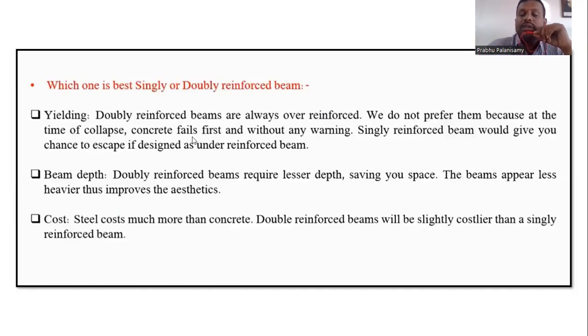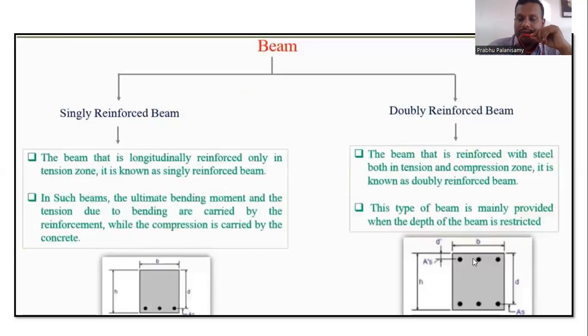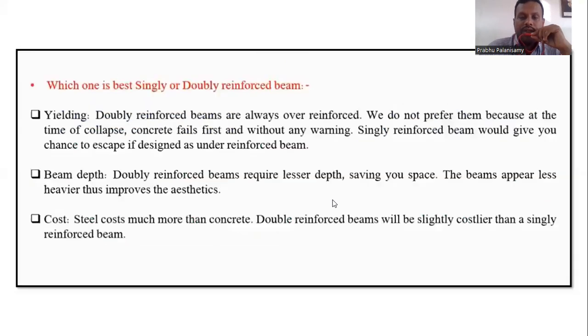If the depth of the beam is restricted, a singly reinforced beam needs a higher depth of beam. To reduce the depth, we may go for a doubly reinforced beam. It also looks aesthetically very good, but the cost is slightly higher than the singly reinforced beam. As we know, we give the main reinforcement at the bottom and the top, in the tension and compression zones, so the price increases.